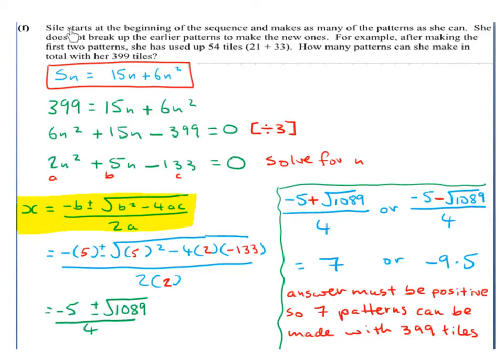F. Sheila starts at the beginning of the sequence and makes as many of the patterns as she can. She does not break up the earlier patterns to make new ones.